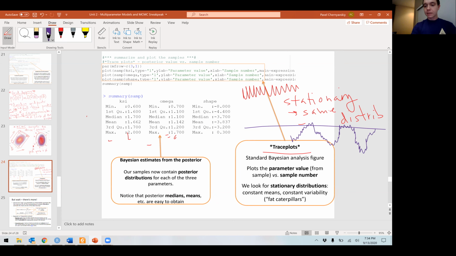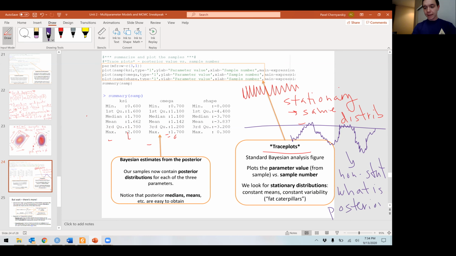Because what is the mean, right? This is non-stationary. What is the posterior mean then? And median? We're estimating different means with our samples. But this, we have the same mean and the same standard deviation. So this top, the red trace plot, estimates the same quantity inside the posterior. That's what we're looking for.